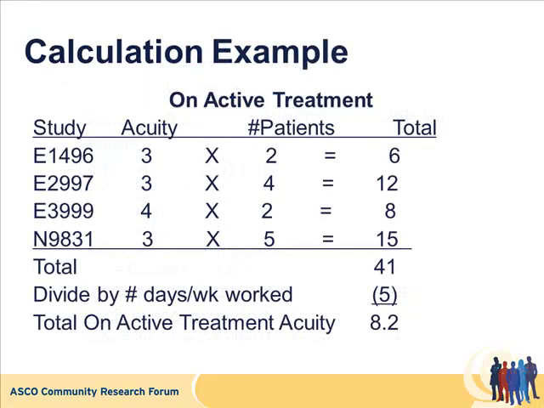And this is kind of just an example, and you can tell by the study numbers that this is pretty old, but the acuity levels for studies, these were 3s and a 4, this was a leukemia trial, times the number of patients, and then came up with a score, and then the scores were totaled, and this was a total score, and this person worked 5 days a week, divided that by 5, so the total on active treatment acuity was 8.2. Now this is very abbreviated and short. Nurses had many more patients and many more trials than this. This is just an example so you could see how it worked.